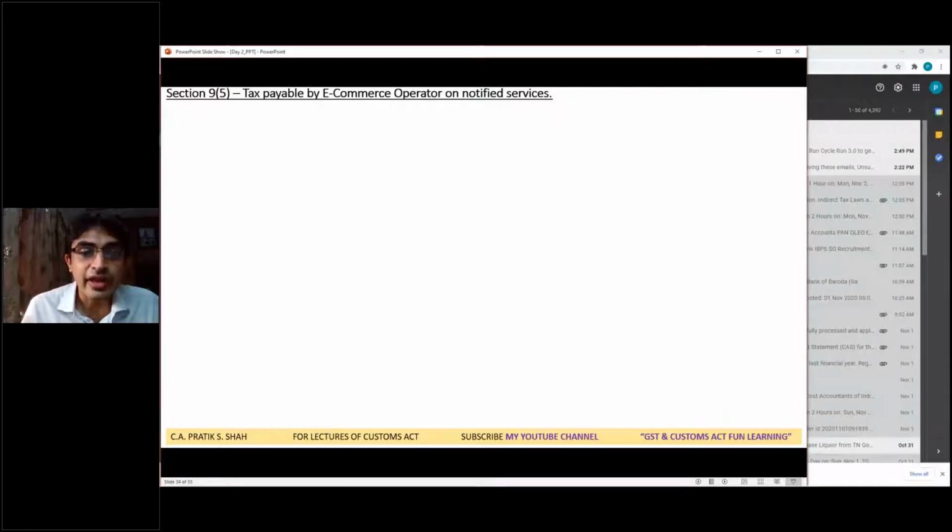Clear? And now this point, 9 subsection 5. I challenge you, when you learn this point, you will learn something new. Something you use daily, you will now realize how it works. Has almost everyone traveled by Ola and Uber?